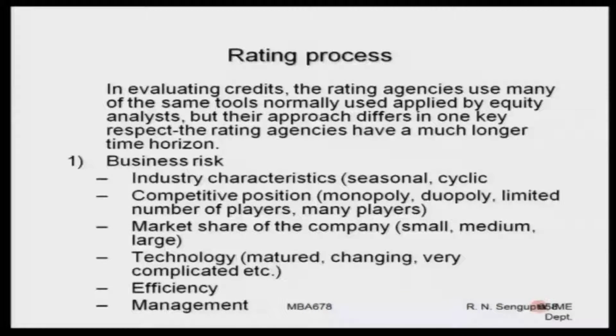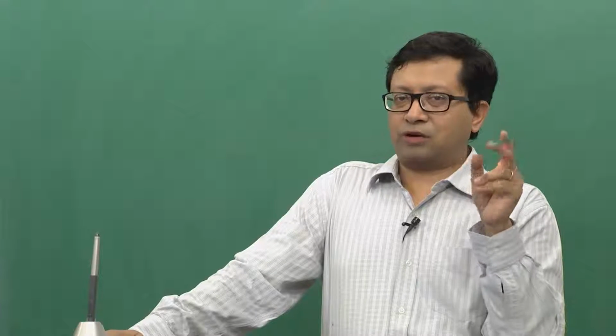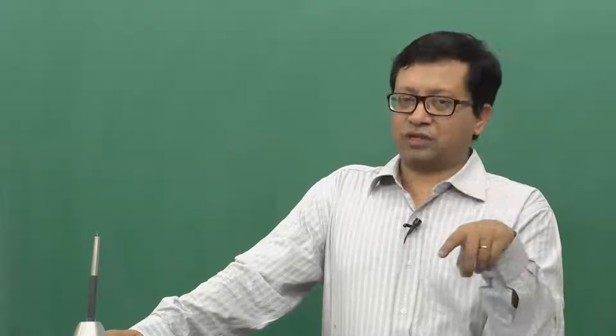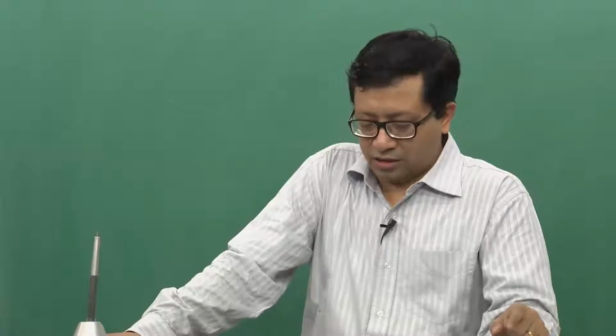Coming back here, they use the same tools normally applied by equity analysts, but their approach differs in one key respect: rating agencies have a much longer time horizon. As I mentioned in the last few classes time and again, volatility is dependent on time. In the generalized Wiener process there were two concepts, A and B: the drift rate and the white noise, the external volatility. They are dependent on time.